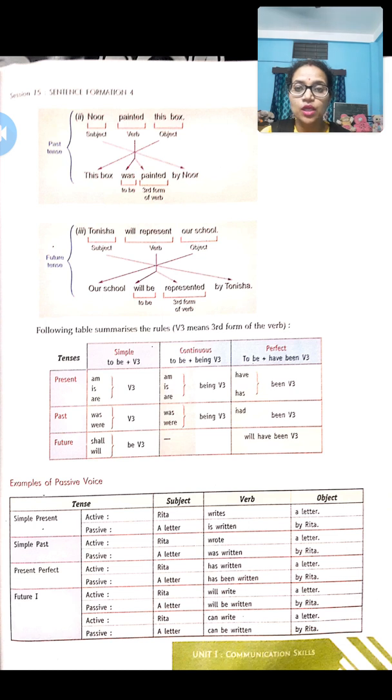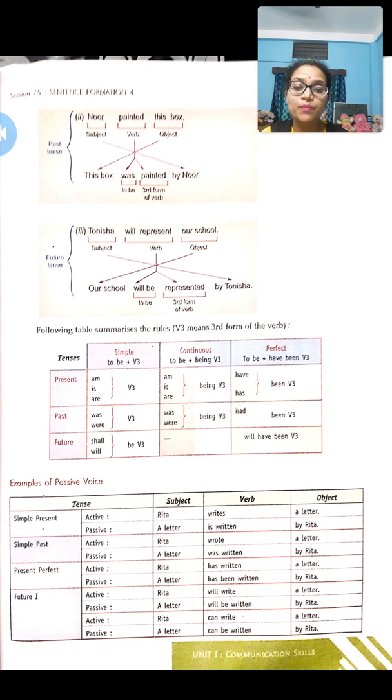The next example, Tanisha will represent our school. Tanisha is the subject, will represent is the verb, our school is the object. Now here object becomes the subject, so what will happen? Our school will be represented. To be verb comes here, will be represented. Subject becomes the object by Tanisha. So this is how we need to do the changes from active to passive, or you can do the changes vice versa also, from passive to active also. So let's move on to some more examples of passive voice given in your textbook.